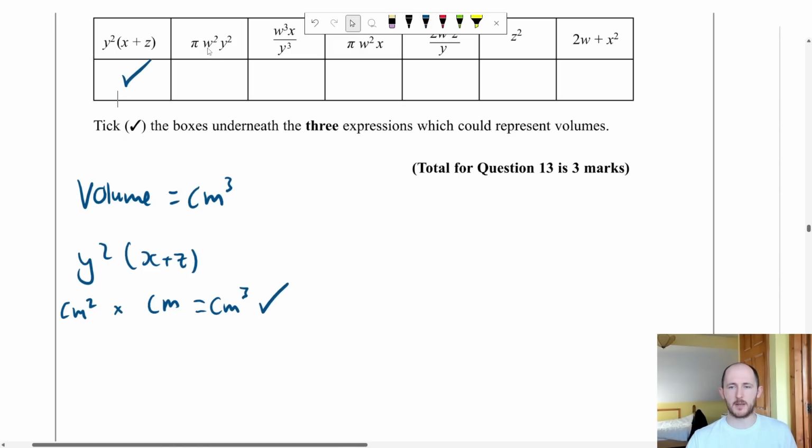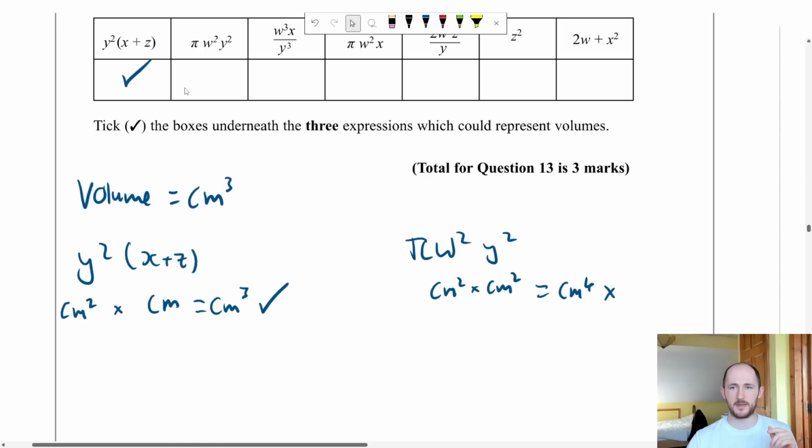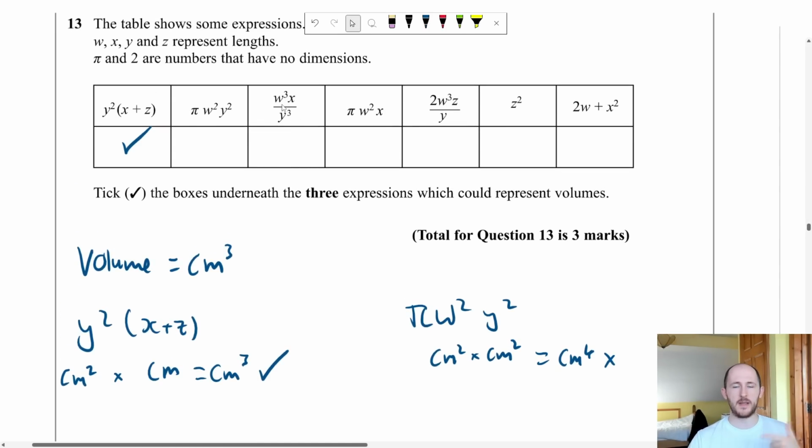Now pi, w squared, y squared, well again, that would be centimeters squared times centimeters squared. Pi has no units, so we don't need to write it. That would be centimeters to the power of 4, which is not volume. So it's not going to be this one. And we can keep going forward.